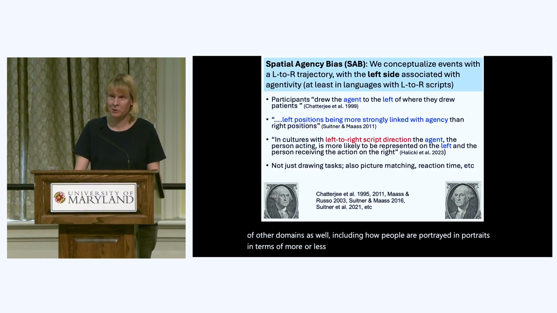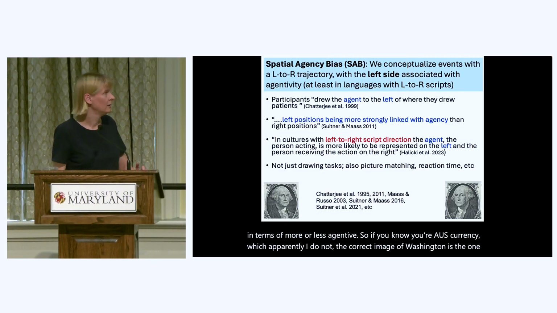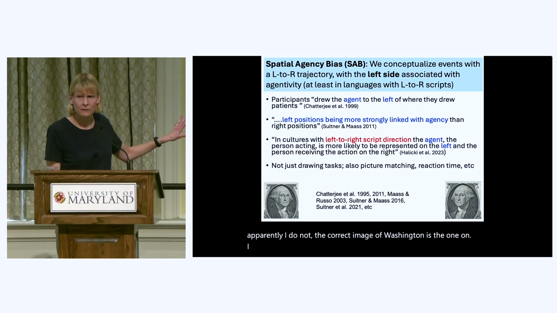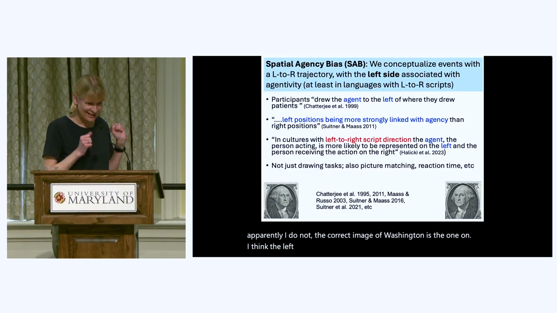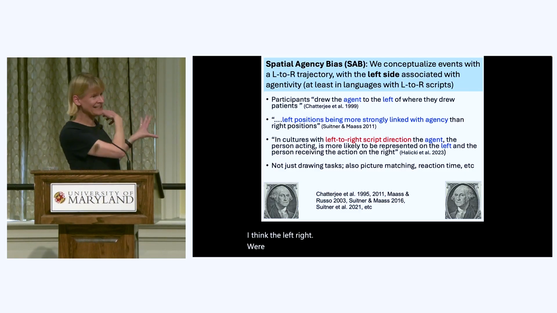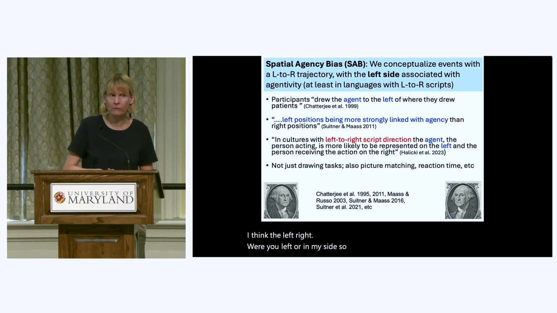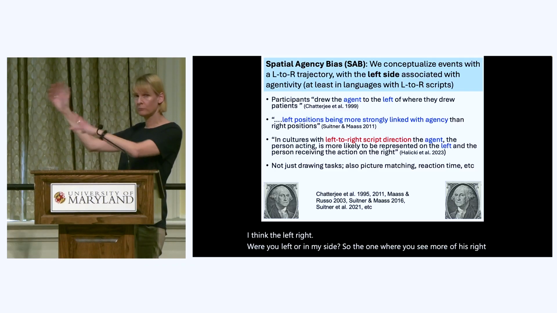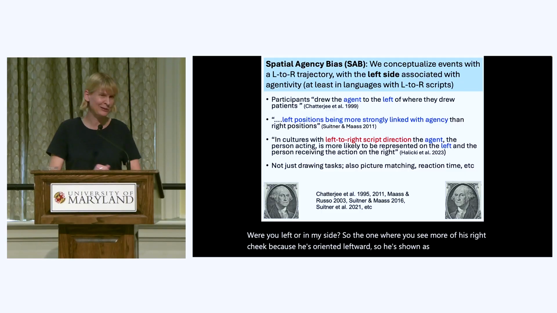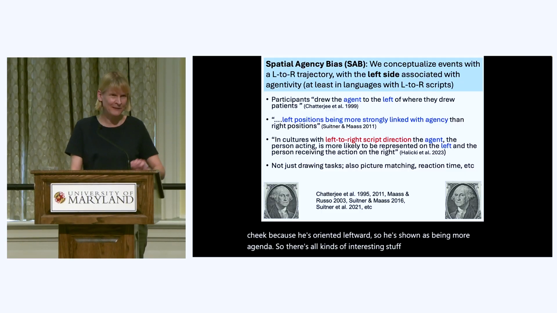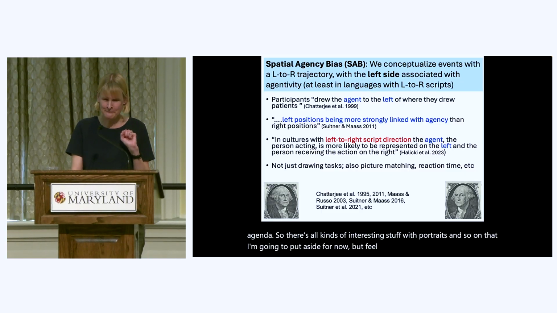So if you know your US currency, which apparently I do not, the correct image of Washington is the one on, I think, the left, right? Left or right, anyway, my side. So the one where you see more of his right cheek, because he's oriented leftward, so he's shown as being more agentive. So there's all kinds of interesting stuff with portraits and so on that I'm going to put aside for now, but feel free to ask me.